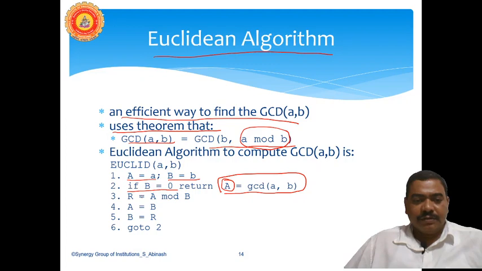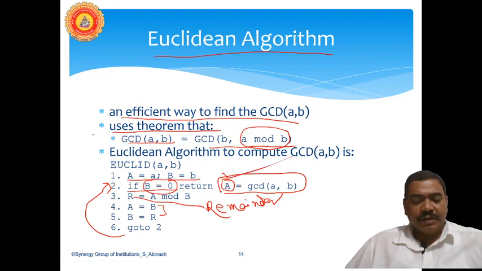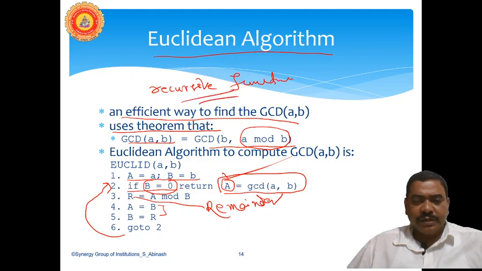If B is not equal to 0, then we have to calculate the remainder. Then we repeat this process and check whether B is equal to 0 or not. When B is equal to 0, then A will be the GCD. This process will be repeated until we calculate the GCD, whether it is 1 or any other number. So this is a recursive function by which we can calculate the GCD of two numbers A and B.